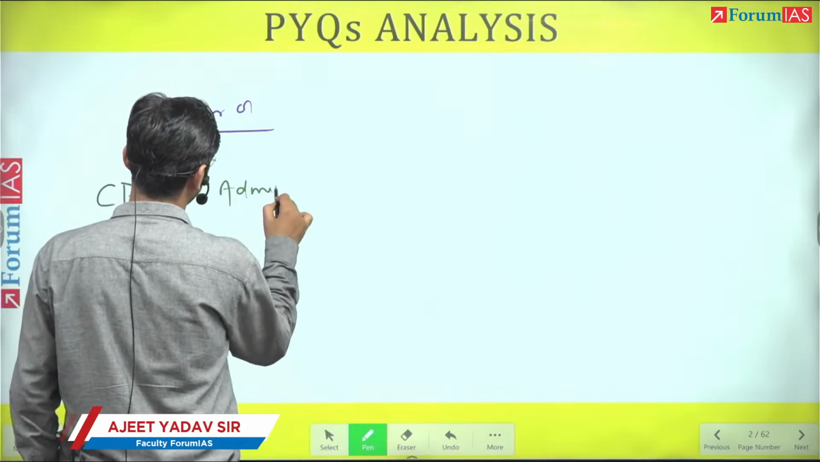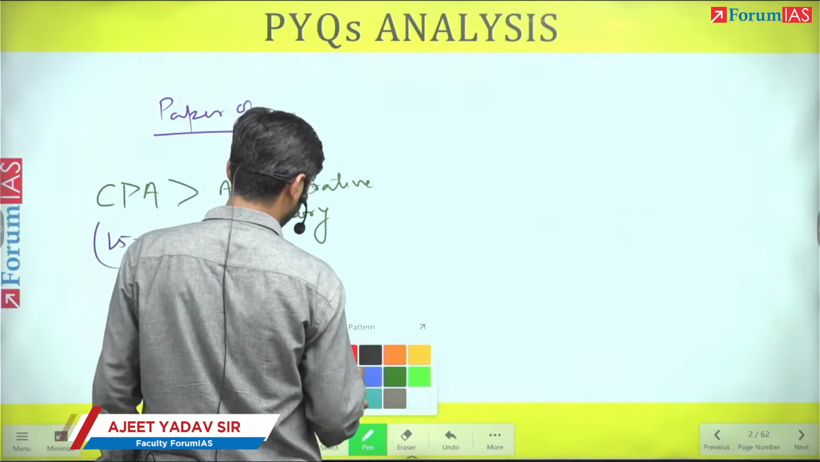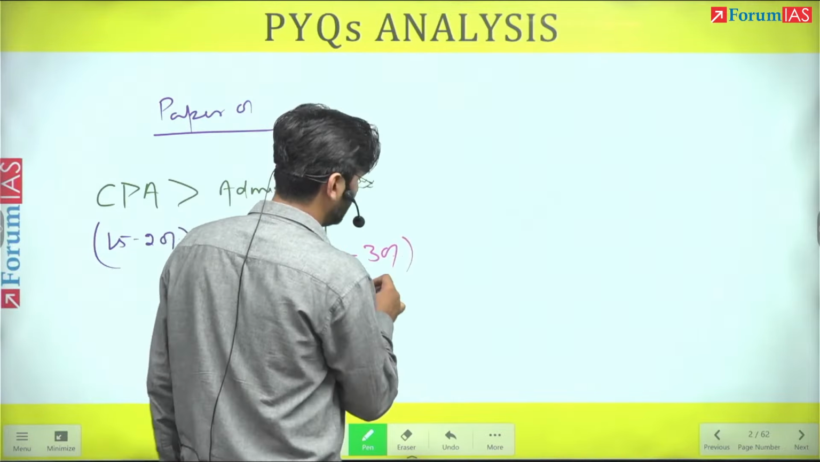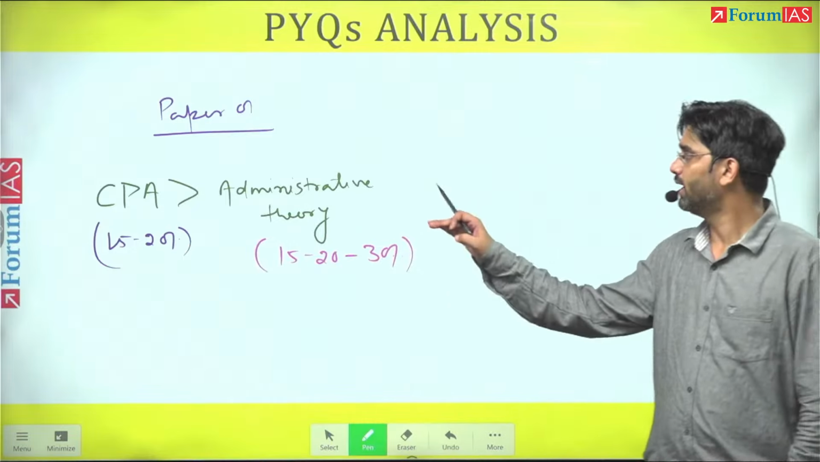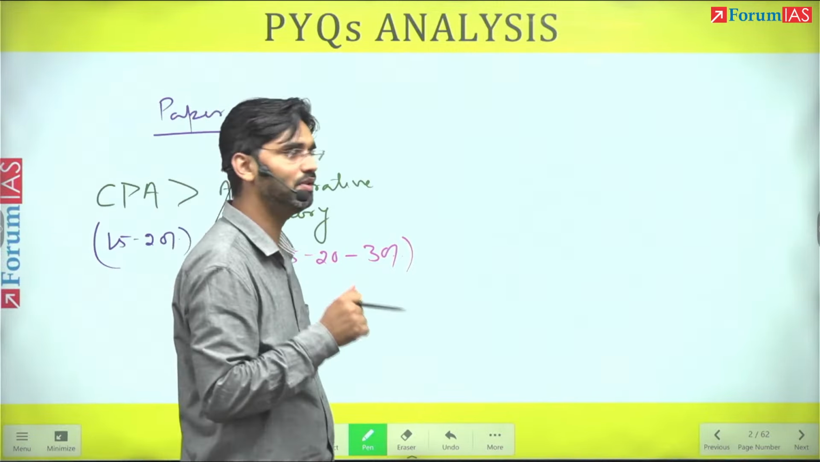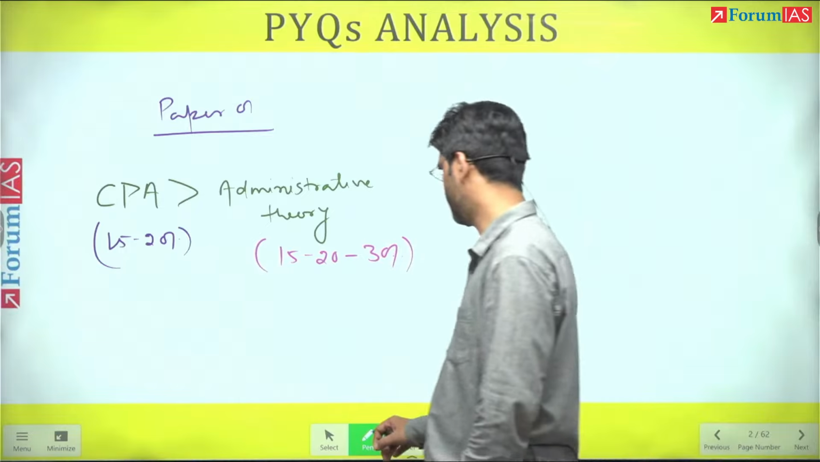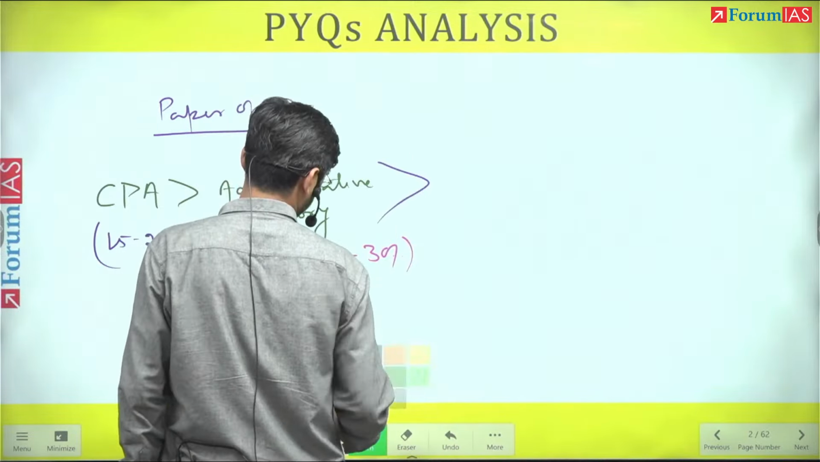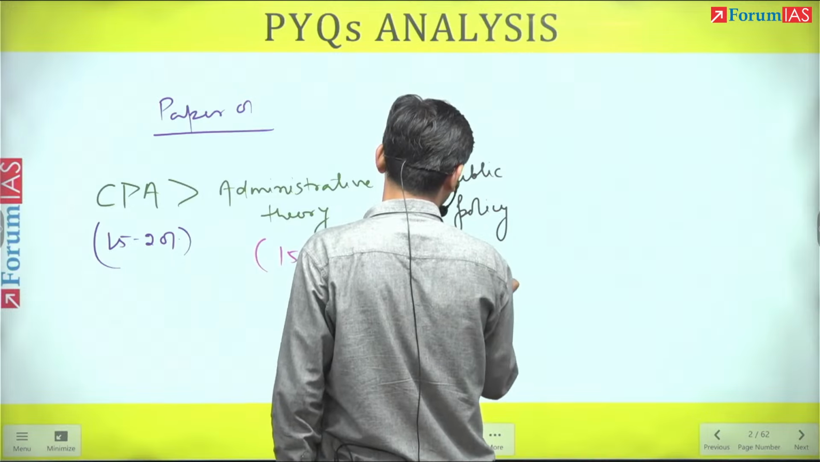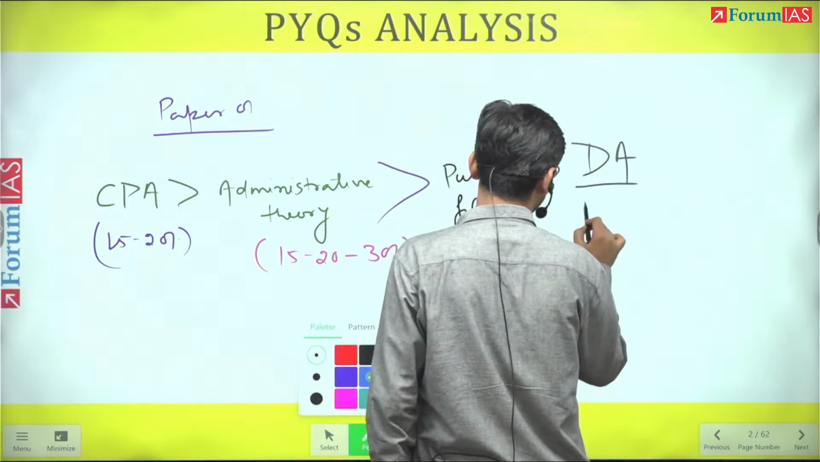Then in paper 1, the weightage of administrative theory is obviously not less, 15 to 22%. Sometimes we have seen even 30% questions coming from administrative theory. This is what we are calculating directly. If we start calculating indirectly, it may go around 50 to 60%. Then we see questions from public policy around 10%, then development administration around 10%.